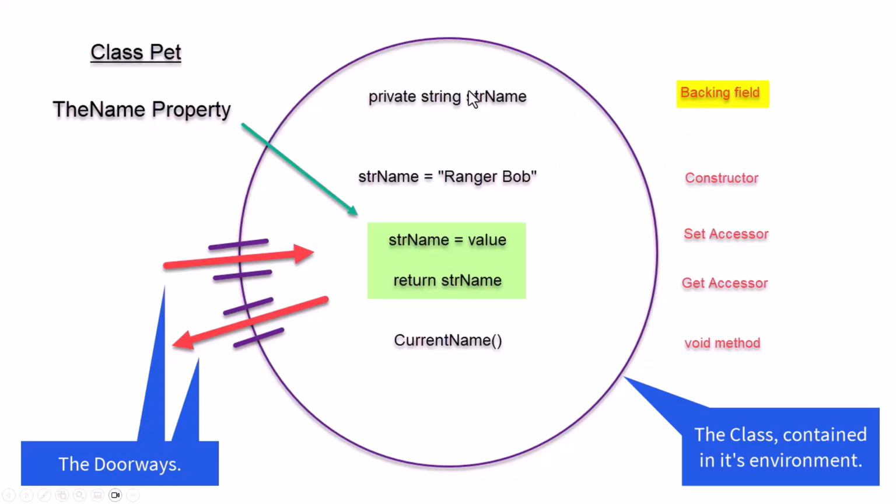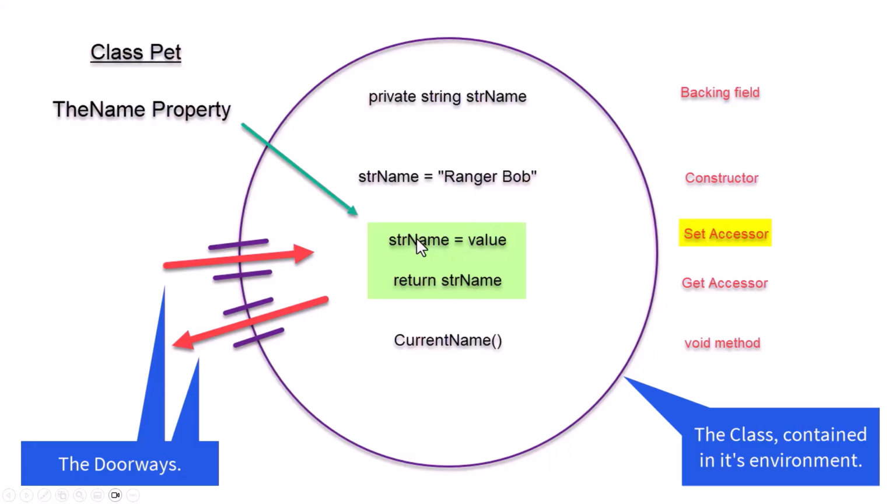We've got a backing field up here. We've got a constructor. We're not looking at what the constructor actually looks like, but this is giving you an idea that we're putting in Ranger Bob. And when we create this particular class, pet property, Ranger Bob is going to get put in string name. And so string name is going to be the backing field. And that's what's going to contain that data in there. If we want to make a change to it, we can set it by using the set accessor, and that allows you to take this value property that's put in there.